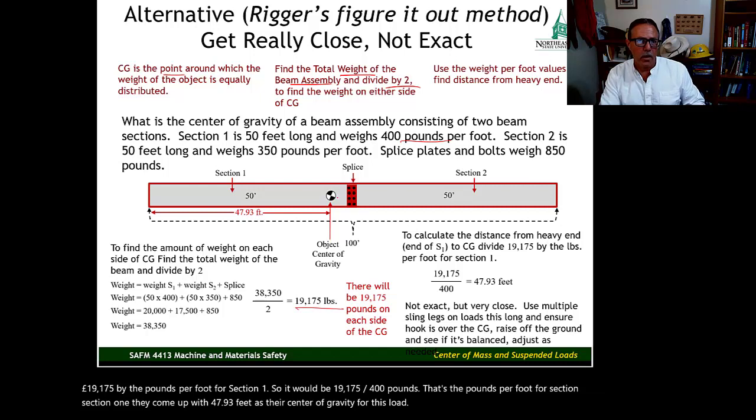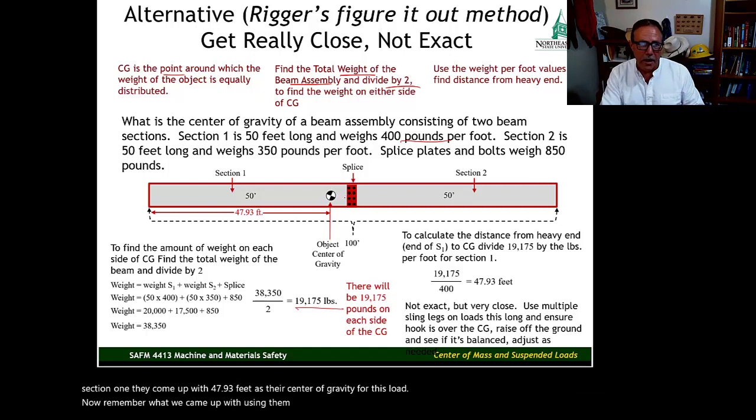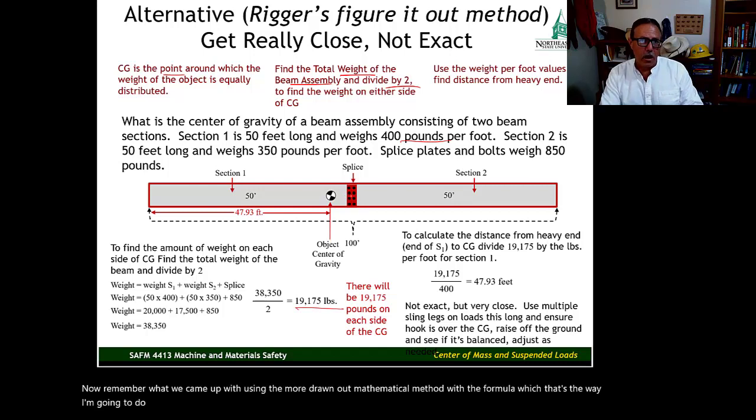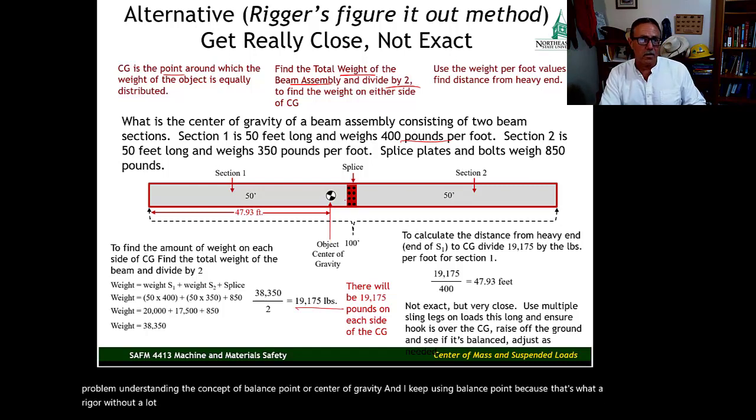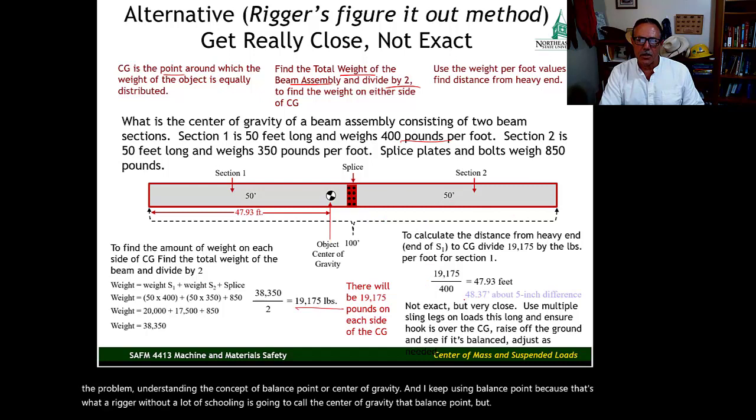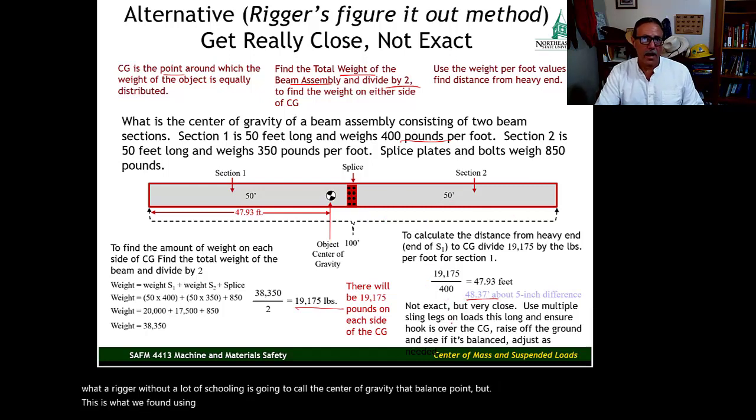Now remember what we came up with using the more drawn out mathematical method with the formula, which is the way I'm going to do it. But you get very close using this rigger's figure-it-out method also. Just using some logic, thinking through the problem, understanding the concept of balance point or center of gravity. And I keep using balance point because that's what a rigger without a lot of schooling is going to call the center of gravity, that balance point. But this is what we found using the mathematical method that I showed you in the previous slide. We came out at 48.37 feet.